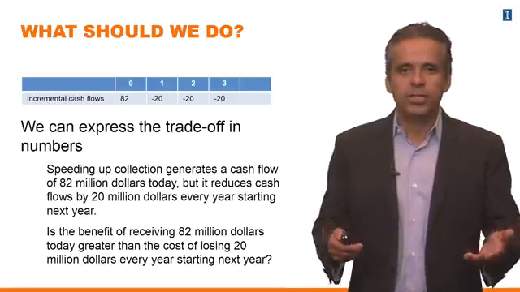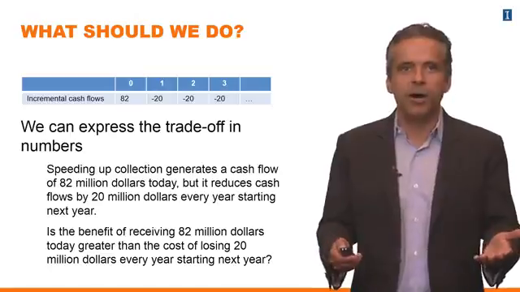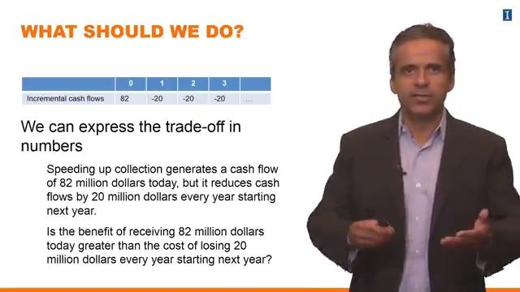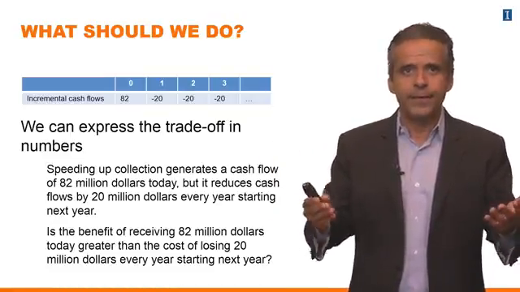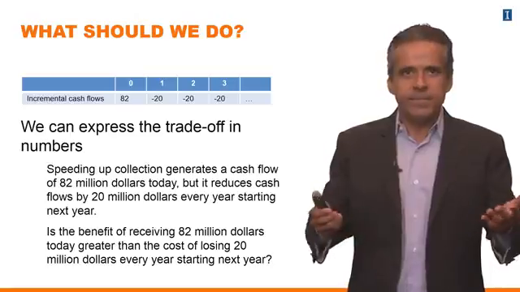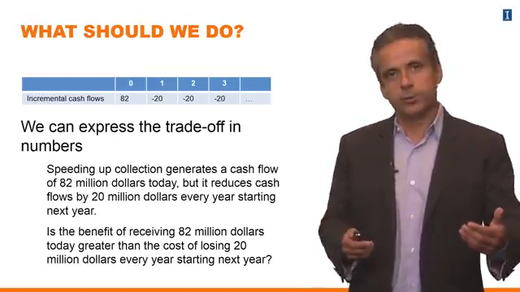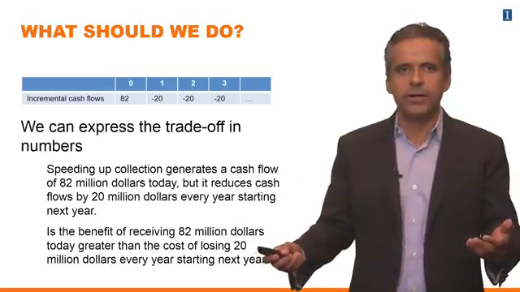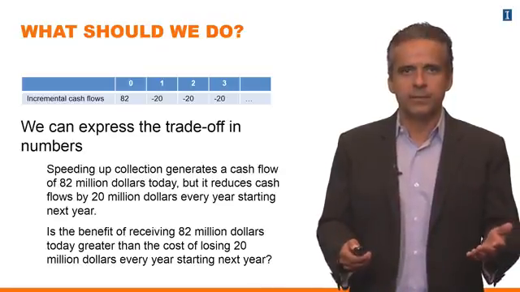So what should the company do? Just by looking at these numbers, now it's not obvious, right? Now it's not obvious because this $20 million is going to go on and on. So is that good or bad for the company, right? Is it better to receive the $82 million today and then lose $20 million every year? Or is it better not to do anything and keep the old collection system?